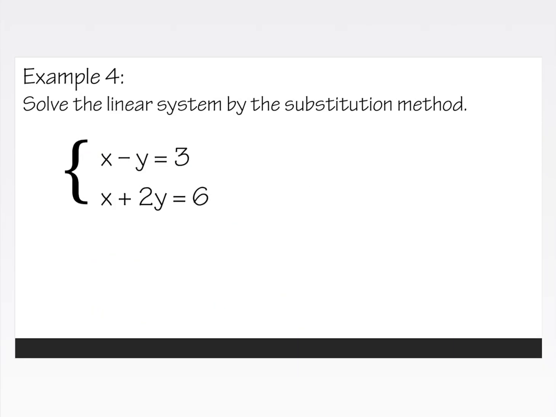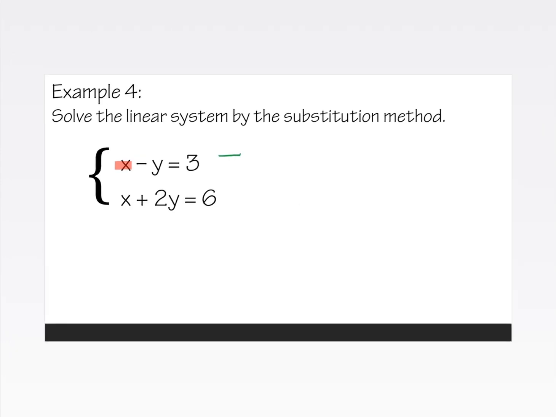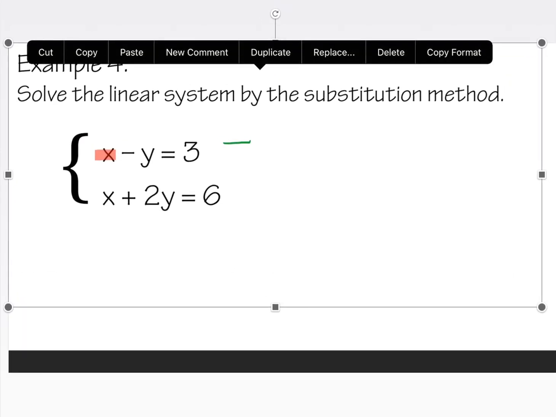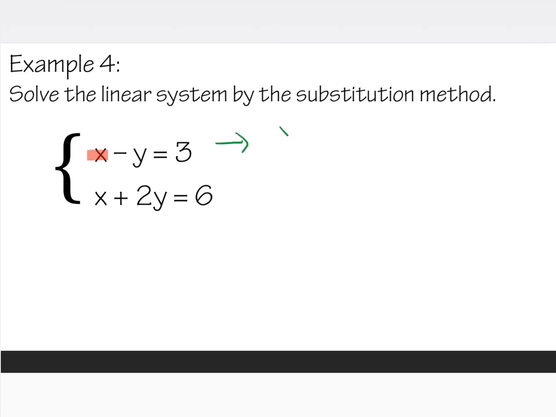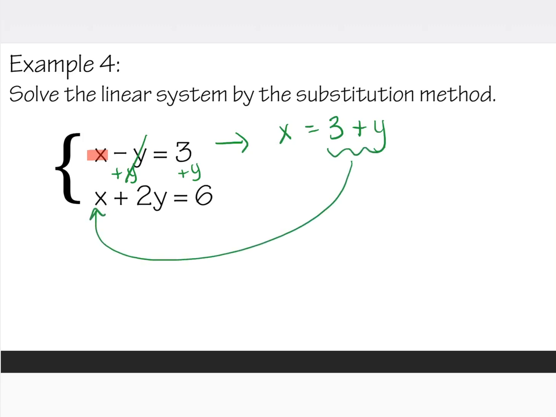In my next example, I'm also asked to solve the linear system by substitution. However, in these two problems, they're both written in standard form. So, what's an easiest way to isolate a variable? I think it would probably be easiest to isolate this x because it's already positive. So we can rewrite this equation to be x equals, if we add y on both sides, 3 plus y, or y plus 3, same exact thing. Now I can plug that back in to my next equation, wherever I see an x.